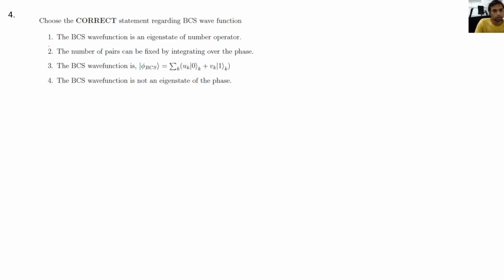Now let us come to the next question. Choose the correct statement regarding the BCS wave function. So the BCS wave function is an eigenstate of the number operator. So this is not true.